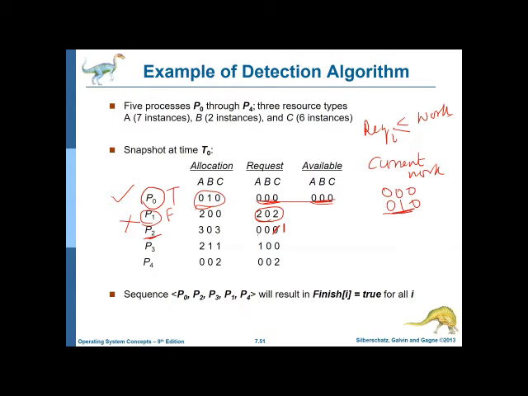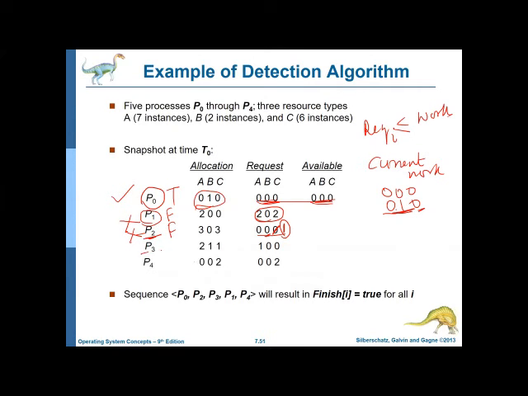What is the request for P2? 001. The first 0 is okay. The second 0 is less than equal to 1, that is also okay. But the third instance is 1, and 1 is greater than 0. We are not able to satisfy it because we do not have availability. How can we give one resource of C? It is not possible. So that is why this also cannot be satisfied.